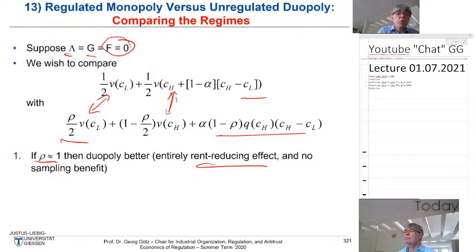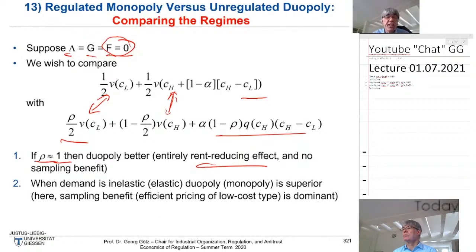The problem is, however, this works only if F is equal to 0, because if we have positive fixed cost, we won't have two Bertrand firms in the market, okay? Remember our discussion of the war of attrition. Here we don't assume that we have contested markets, so we wouldn't have a problem at all anyway. But anyway, if rho is high, the duopoly is better, in a sense. And the other point is, when demand is inelastic, the duopoly is superior. When demand is elastic, the regulated monopoly is superior. In the first case, the sampling benefit is important. In the second case, the efficient price of the low cost type is important.